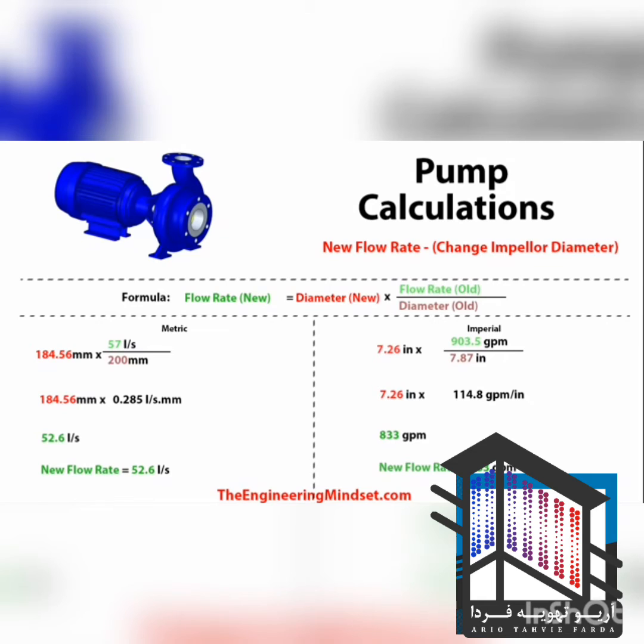A much better way is to actually use a variable speed drive or a variable frequency drive to change the speed of the pump to meet your design criteria. But if you are looking to change the impeller or to even trim the impeller down, then you can use these calculations here. So for this one, the new flow rate would be equal to the new diameter of the impeller multiplied by the old flow rate divided by the diameter of the old impeller. And if we drop those figures in, you can see that it comes to 52.6 litres per second, or 833 gallons per minute.